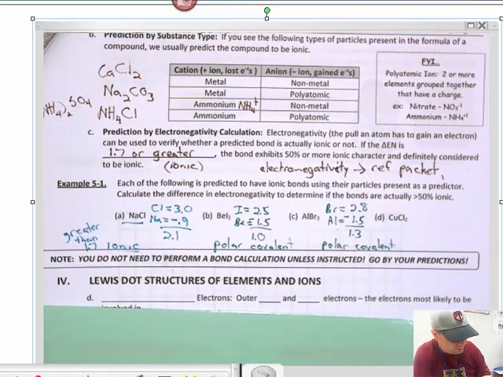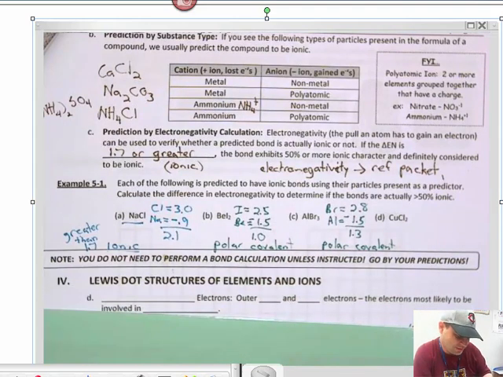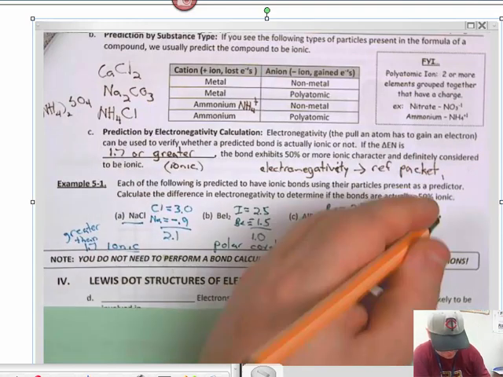This electronegativity difference scale is kind of like the scale they use for hurricanes, like category 1, 2, 3, 4, and 5. The higher you go up, the more ionic it is. So 1.3 is closer to being ionic than 1.0.